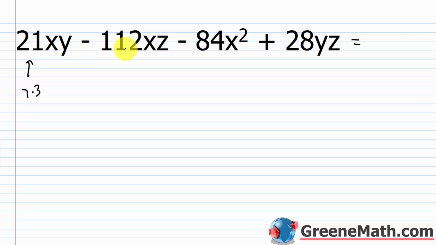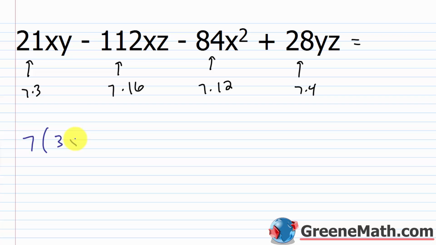112, 1 plus 1 is 2, 2 plus 2 is 4. That's not divisible by 3. So now let's think about divisibility by 7. 112 divided by 7 is 16. So I could write this as 7 times 16. 84 divided by 7 is going to be 12. So I could write this as 7 times 12. And 28 divided by 7 is 4. So this is 7 times 4. So before I even start, I can pull out a 7.